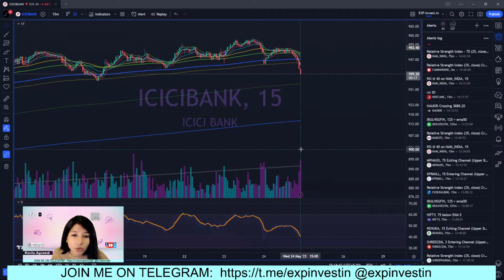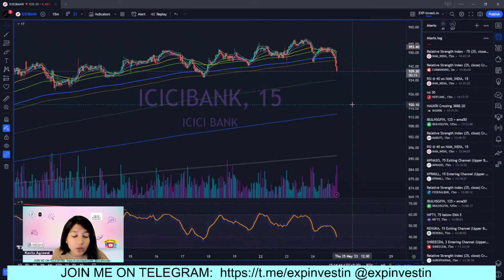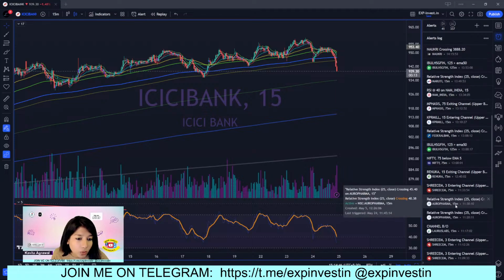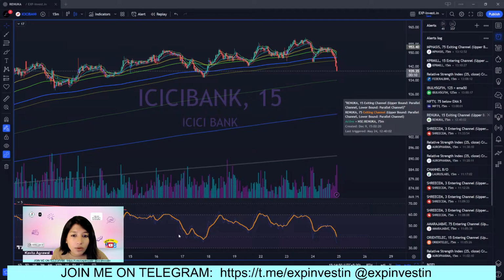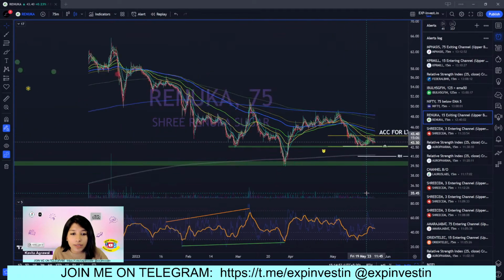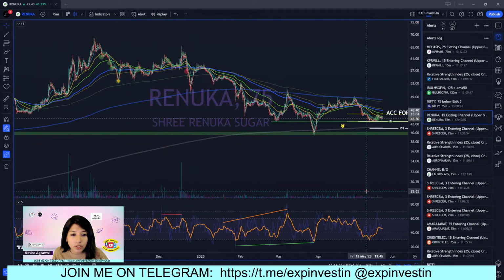ICICI Bank is not going to be attractive now. As we are talking, the market seems to have turned quite bearish. Let's take a look at Renuka and see whether there's an opportunity.